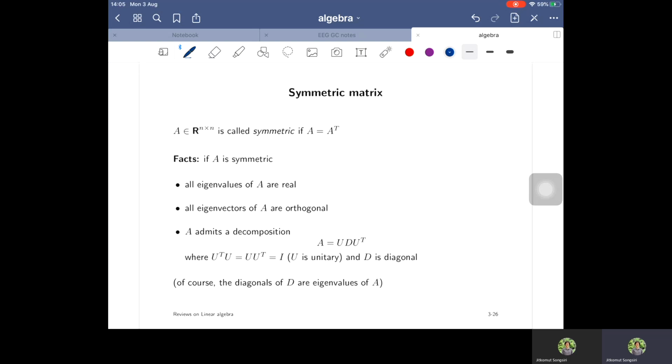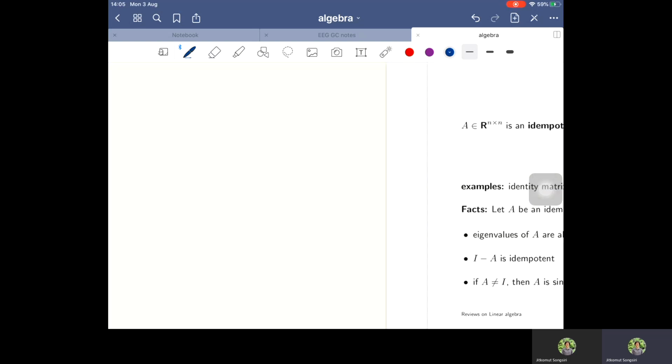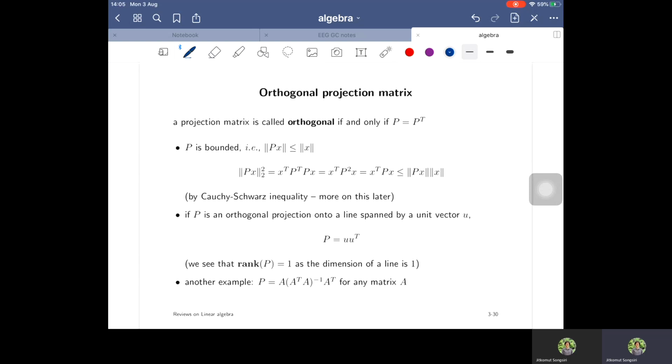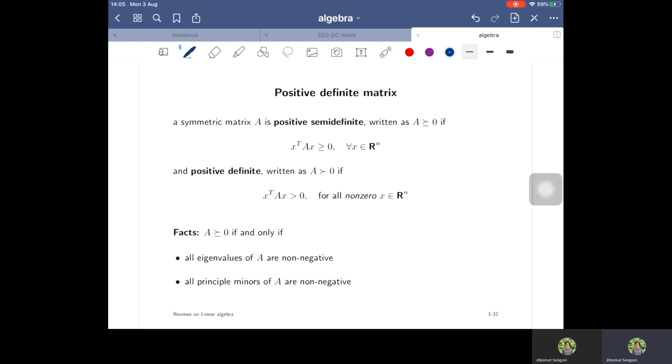Hi, this video is a lecture video about a linear algebra course. So today we're going to talk about eigenvalue properties of special matrices in the group of symmetric, unitary, idempotent, projection, orthogonal projection, nilpotent, and positive definite matrices.